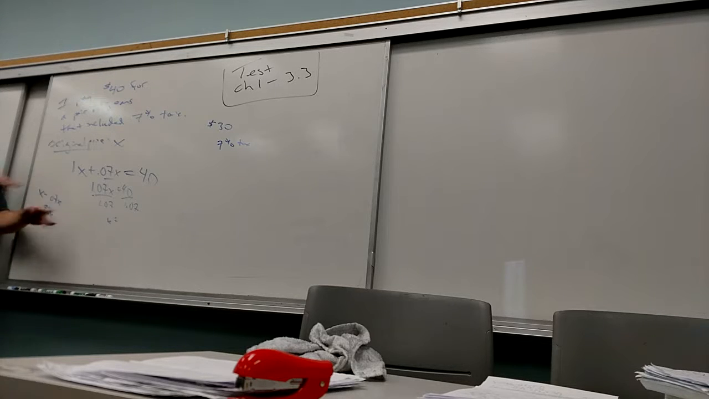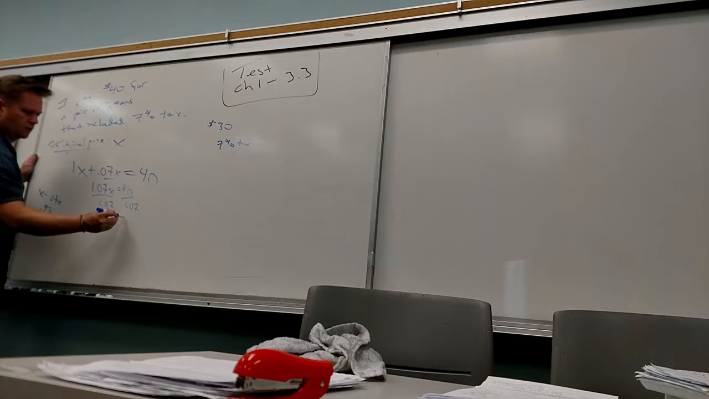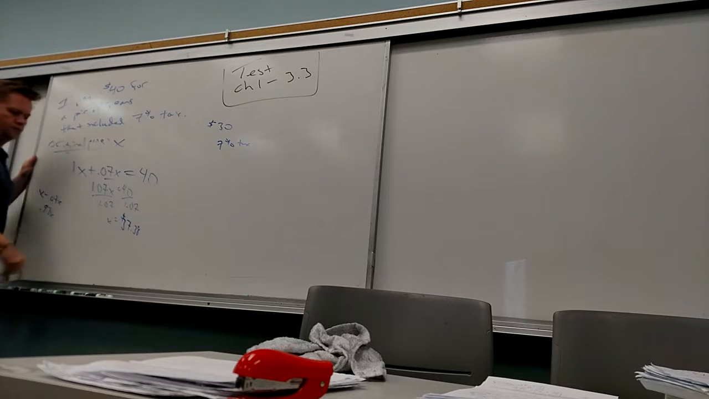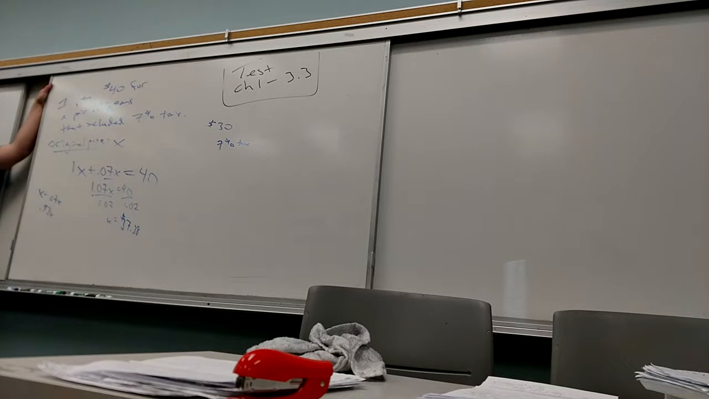Is that decent? And what is 40 divided by 1.07? Anybody do that? 37.38. 37.38? Yeah. How do you check that? What's 7% of that? Somebody do 37.38 times 0.07.